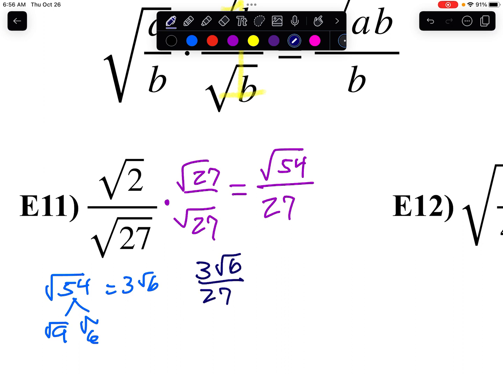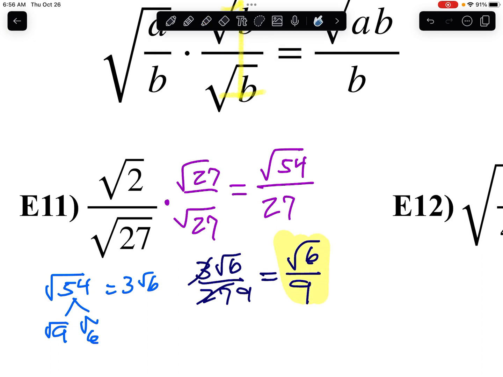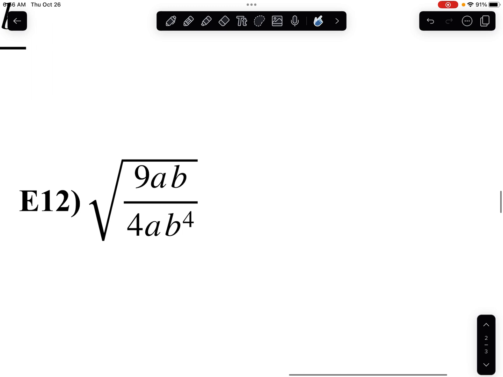And just like any fraction, we want to reduce that. 3 goes into 27 9 times. So this whole thing simplifies to the square root of 6 over 9. And there's your answer. There's a lot going on there. Let's take a look at example 12.